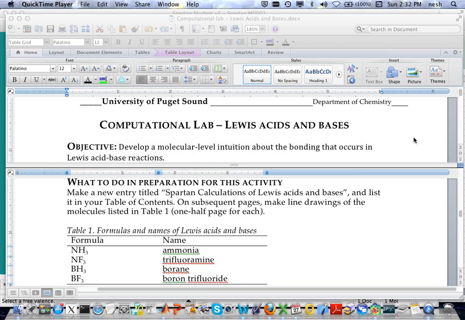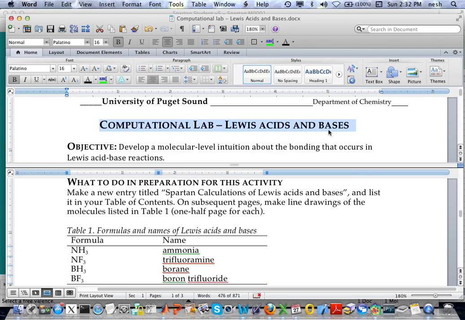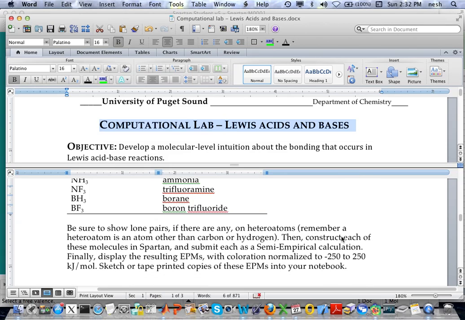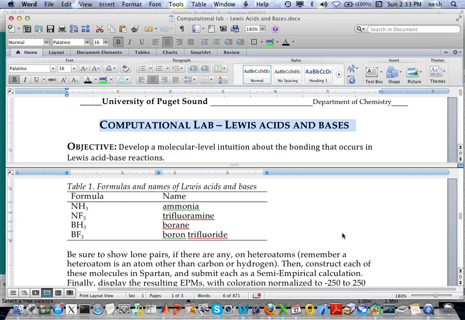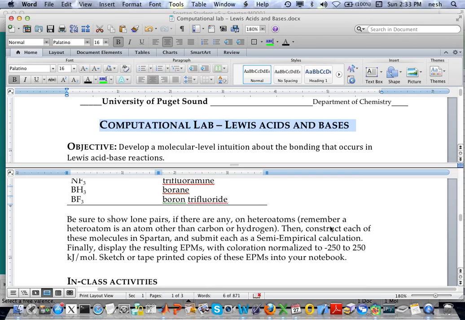Ziba, and I'm here to help you out with the computational lab on Lewis acids and bases that we'll be doing in our Thursday-Friday session. And as usual, there's some preparation for you to do, having to do with setting up your lab notebook and so forth. But what I really want to talk about are the Spartan-related aspects of this work. Namely, that you'll be taking some of these molecules, ammonia and trifluoroamine and borane, and doing some calculations on them.